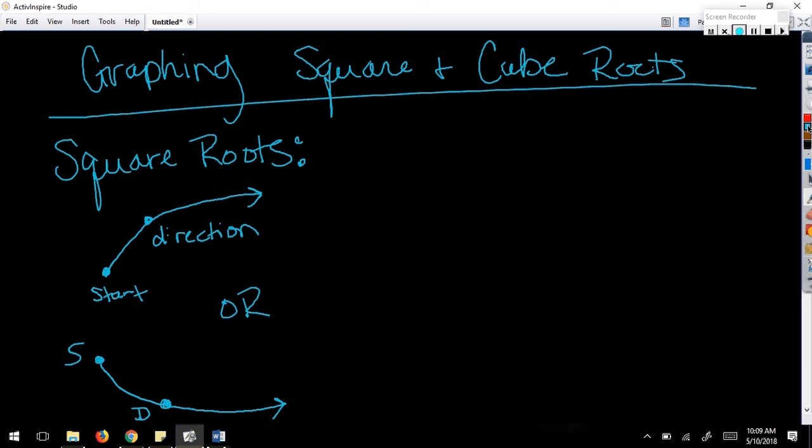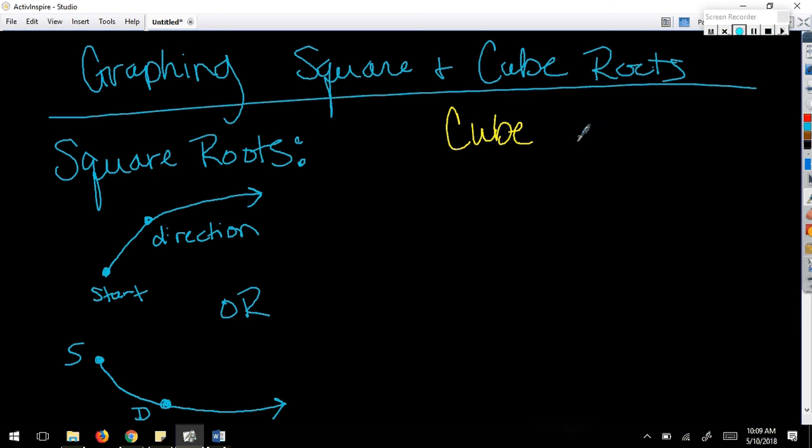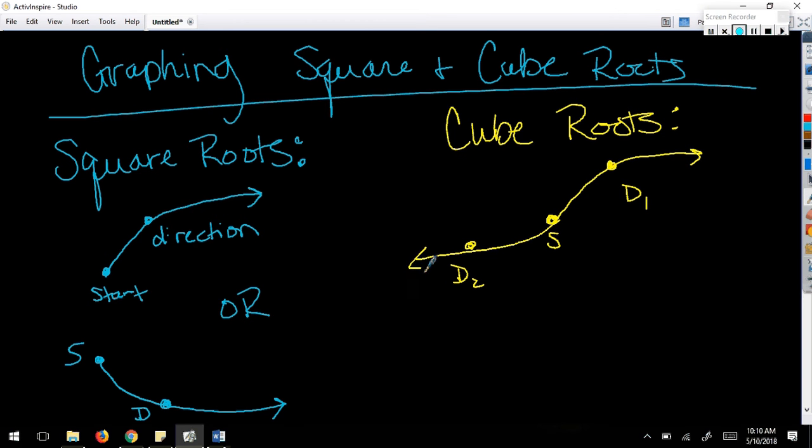Cube roots look a little different. They can be negative, remember. You can take the third root of a negative number because a negative times a negative times a negative is a negative. So their start point is in the middle, but they have 2 direction points. I'm just showing you what they look like right now. We're not actually graphing them. That's all I want you to see right now.